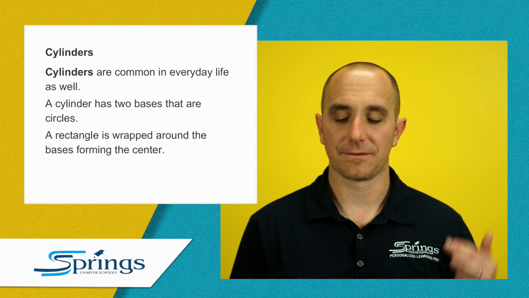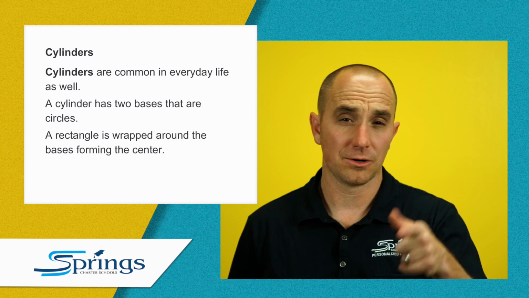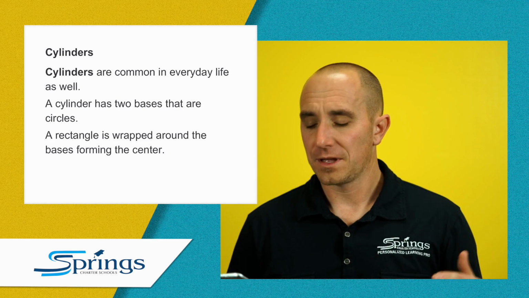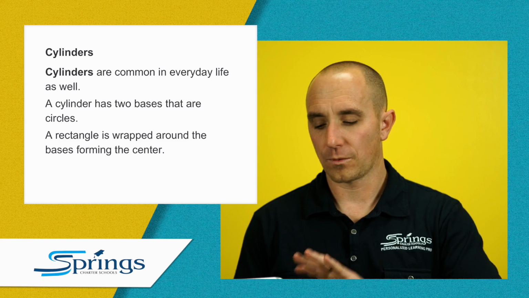Okay? Also, we have cylinders, and these are common in everyday life as well. A cylinder has two bases that are circles. Now, here's the tricky part. If you remember, I previewed that you're going to learn this in 6th grade, and I know because I'm the guy doing the videos on that, and it's a little complicated, but the thing to think about is that a rectangle is wrapped around the bases forming the center.